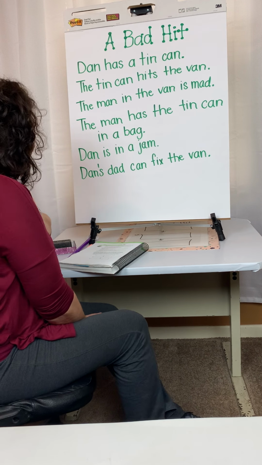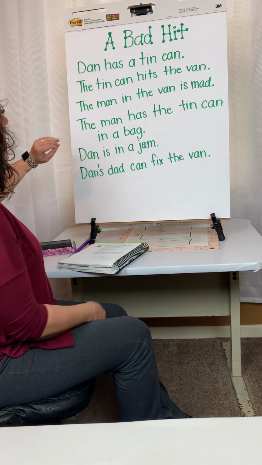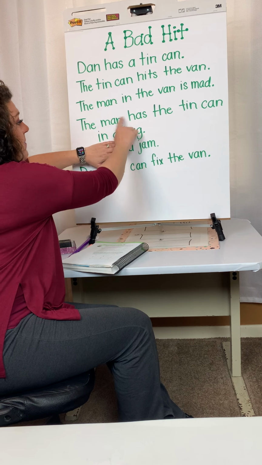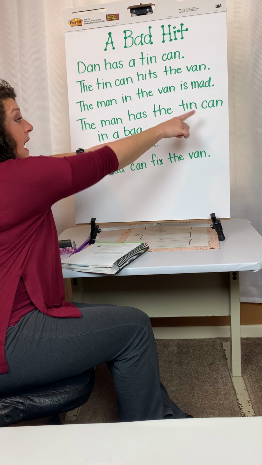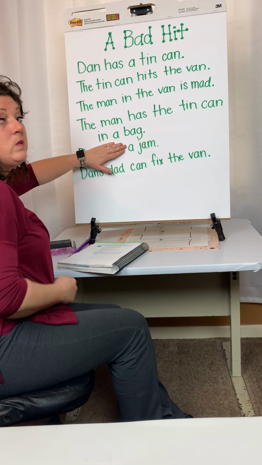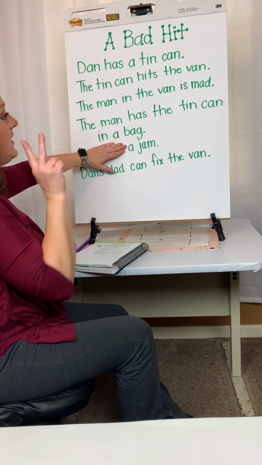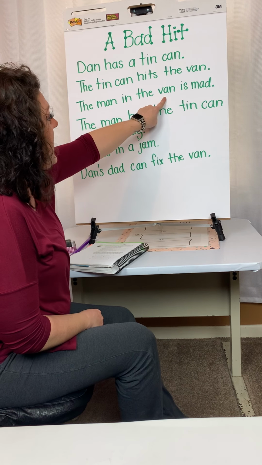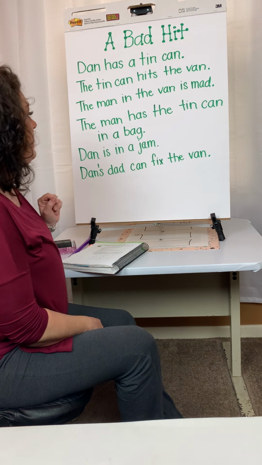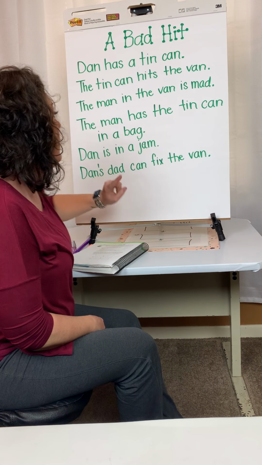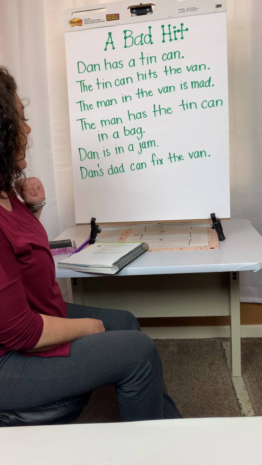And when we read the next two sentences, it's going to be even more of a problem. All right, so let's read the next two sentences aloud. And just real quickly, this sentence right here, this is all one sentence. I ran out of room, so I had to come back under here, so I moved it over a little bit so you would know it was the same sentence. All right, so reading the next two sentences. Here we go. The man in the van is mad. The man has the tin can in a bag.